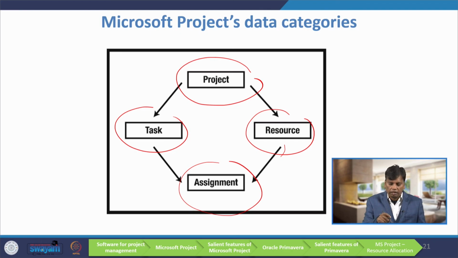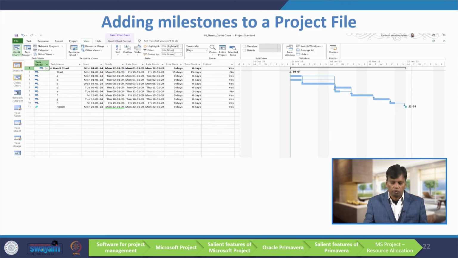So that is nothing but the assignment. Now, we can add milestones to a project file also. For example, here you see I have entered start, then I have entered finish. When you open your MS Project, start will not show any resources and time duration, but you have to show the dependencies. For example, for activity A, it has to precede the start activity. So you have to link that start and end.